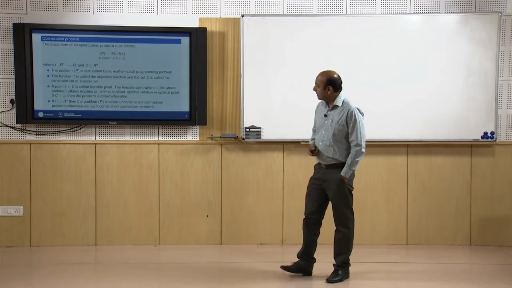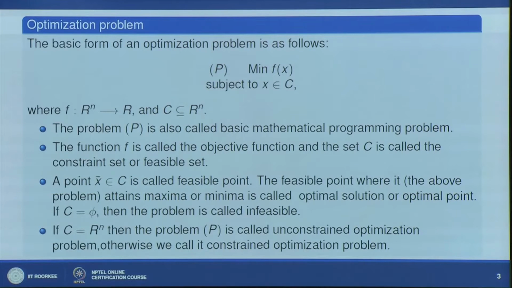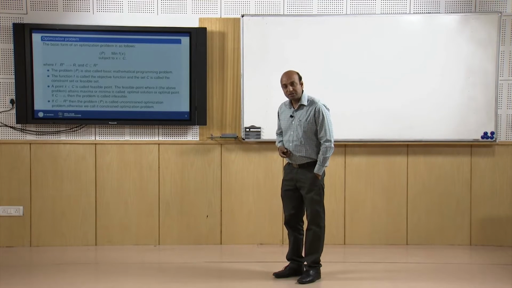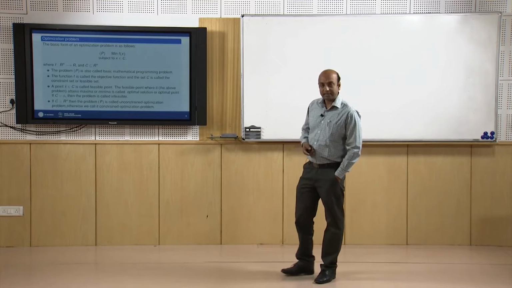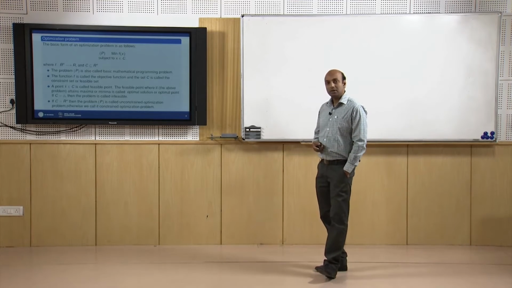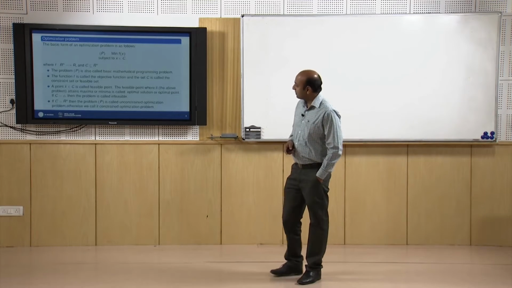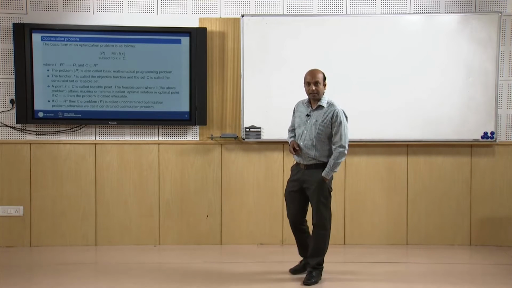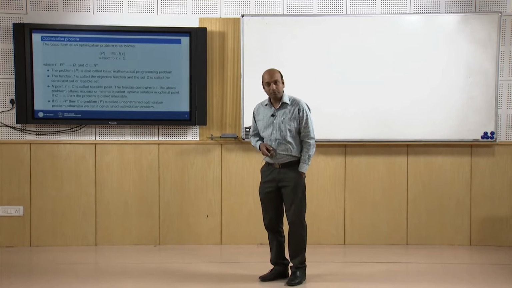Now, suppose C equals Rn, the entire n-dimensional Euclidean space. Then the problem P is called an unconstrained optimization problem. There is no constraint, that is, we have to minimize this function over the whole Rn. Otherwise, if C is a proper subset of Rn, then we call this problem a constrained optimization problem.